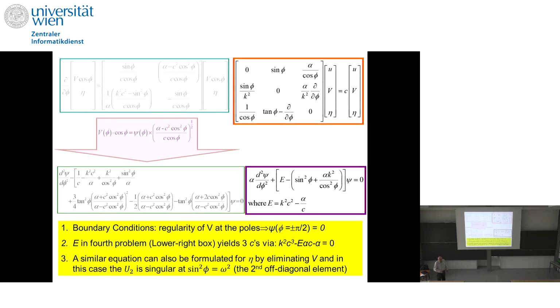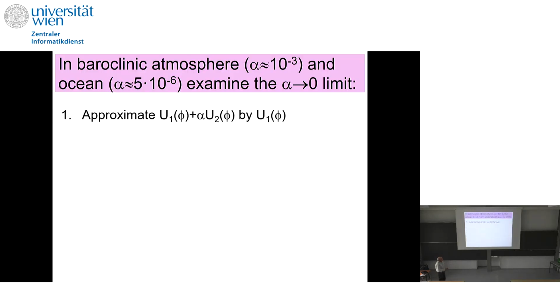This is U1. What I neglected is going to be alpha U2. This is the full potential, including the spherical terms, and I'm going to concentrate on U1 only, or neglect alpha U2.